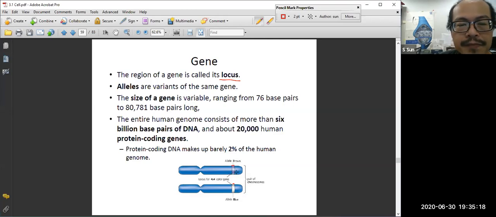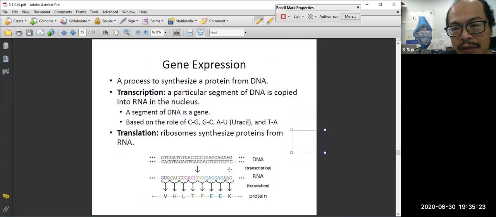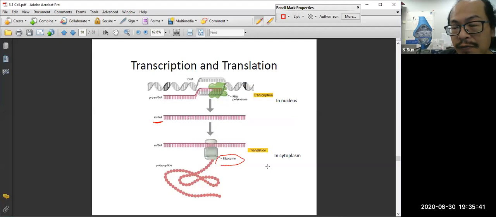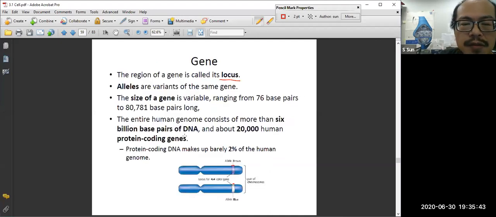The size of a gene can vary, like I mentioned before, that this is one segment, right? So say this one has only like 10 base pairs of the DNA, and that is one gene. But some genes can be very long, so it really varies a lot. So the size of a gene can vary, ranging from 76. You don't need to remember the number. You just need to know that the size of a gene can vary a lot.